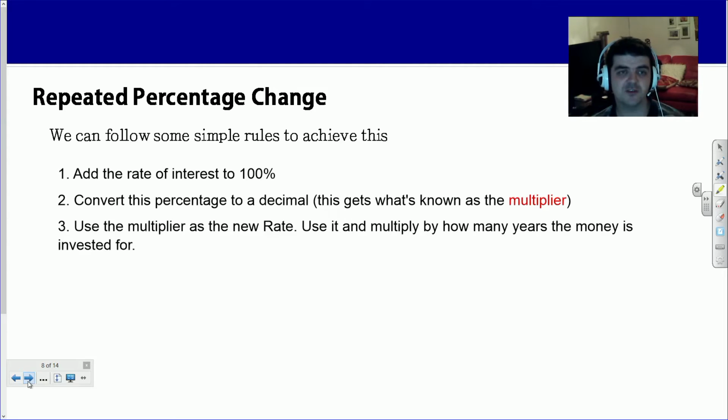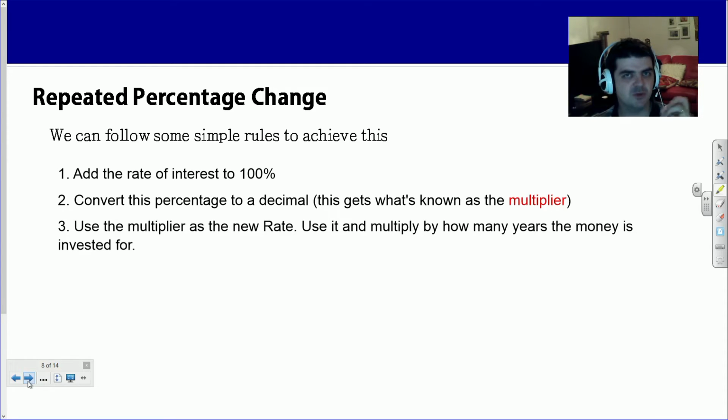The first thing you're going to do is add the rate of interest to 100%. So if you think back to the last question, we had a rate of interest of 4%. We're going to add that to the 100%, and 100 plus 4% would give us 104%. We would convert 104% to a decimal to get what's known as the multiplier. Now, 104% as a decimal is 104 divided by 100, which will give you 1.04, and 1.04 would be the multiplier for our principal sum, or our initial amount of money.